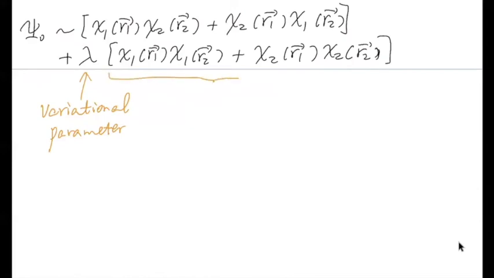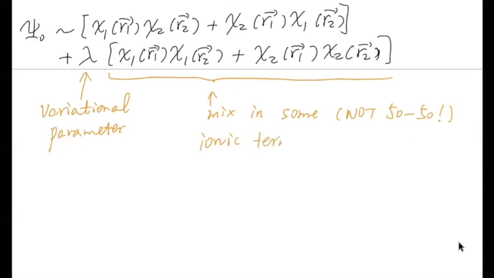And this part means, okay, both R1 and R2, both the first and second electron are on the first atom. Or both electrons are on the second atomic orbital, right? So you mix in some, but not 50-50. You mix some ionic terms into your overall wave function, right? So this will be a better wave function.